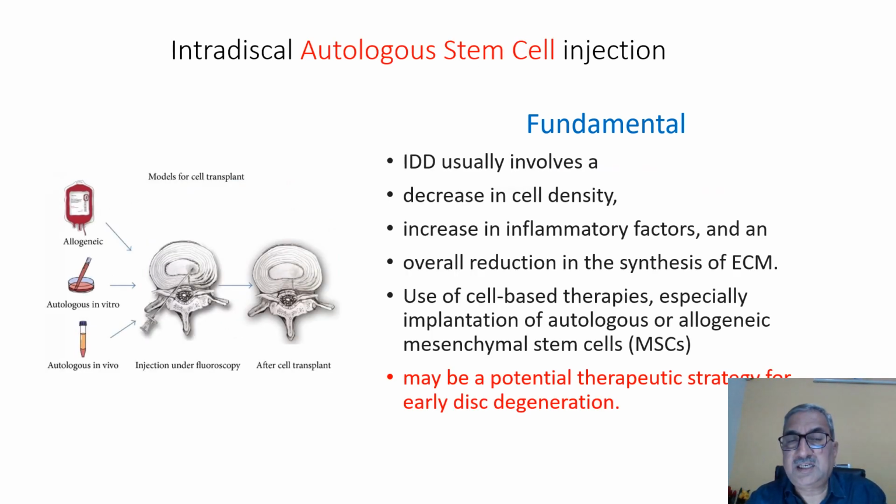A further extension of PRP is intradiscal autologous stem cell injection. Here the blood is collected, stem cells are separated, and they are injected under live fluoroscopy right into the disc. The same idea. Internal disc disruption, or IDD, involves a decrease in cell density, an increase in inflammatory factors, and an overall reduction in the synthesis of ECM. Cell-based therapy, especially implantation of autologous or allogeneic mesenchymal stem cells, may be a potential therapeutic strategy for early disc degeneration.